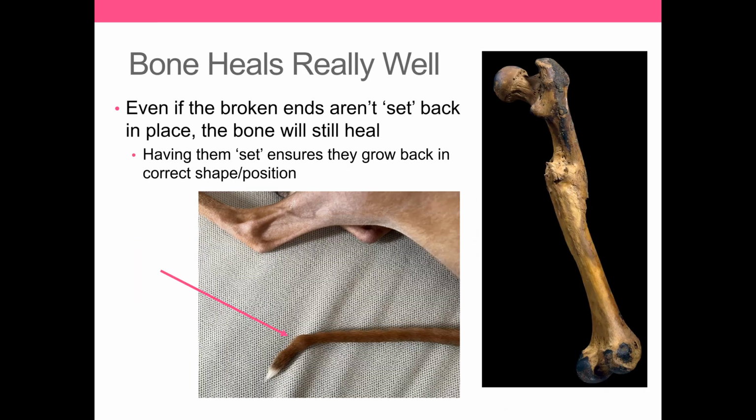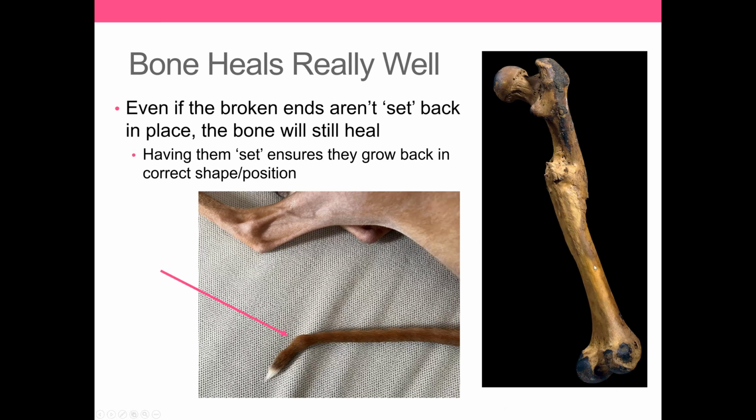Bones heal really well. So even if the broken ends aren't set back in place, the bone will still heal. So the reason that we go to the doctor and we get the bone set before they put a cast on is because otherwise the bone will just grow back however it's sitting. So on the right here is a femur from someone, probably, this looks like a really old bone, so maybe before they had adequate medical care, and this femur had a break and it was not set, so the ends weren't realigned to each other, but it healed anyway. It just healed in a crooked shape.